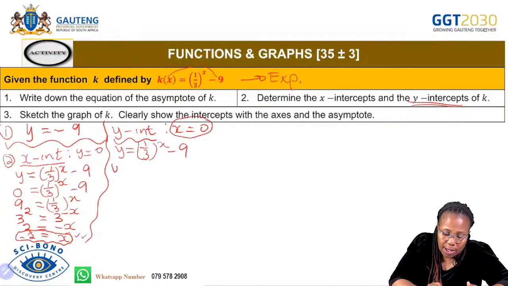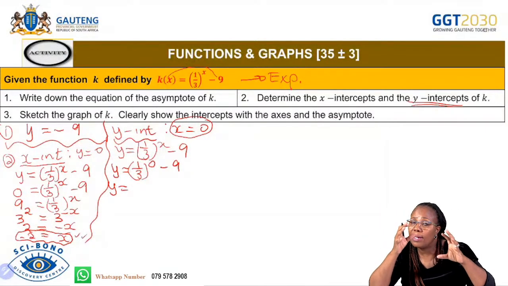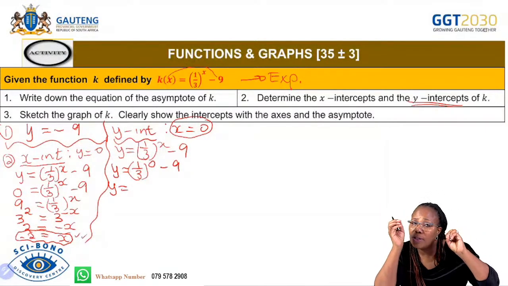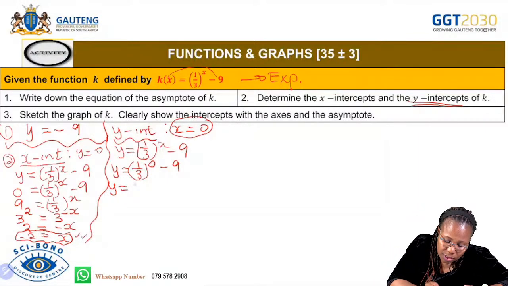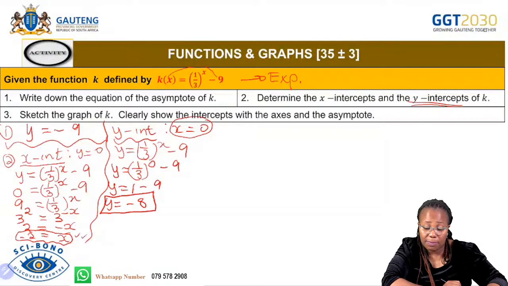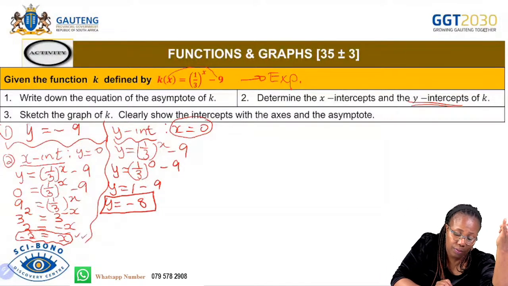So that is why for x, we are now substituting an x with a 0, minus 9. Still remember your 0, anything to the power 0 is 1. 1 to the power 0 is 1. 2000 to the power 0 is 1. That means this is 1 minus 9. Therefore, y is equal to minus 8. That is our y-intercept. Okay? You have your asymptote.